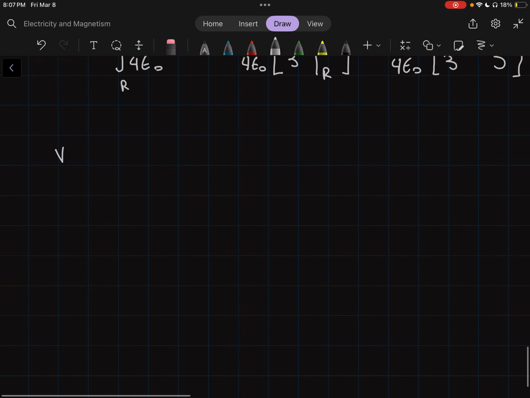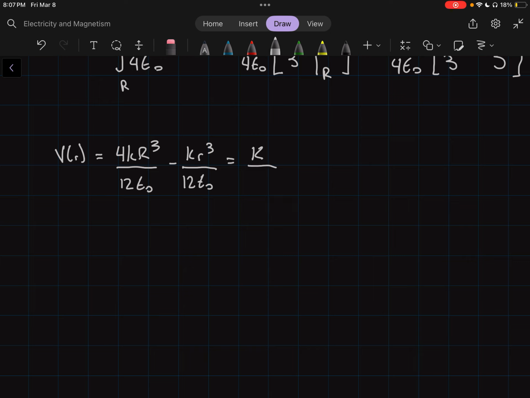So we can then say that our total V of r is equal to 4k R cubed over 12 epsilon naught minus k little r cubed over 12 epsilon naught, which is equal to k over 3 epsilon naught times big R cubed minus r to the third over 4. Yeah, yep, that works out. Yes, okay.